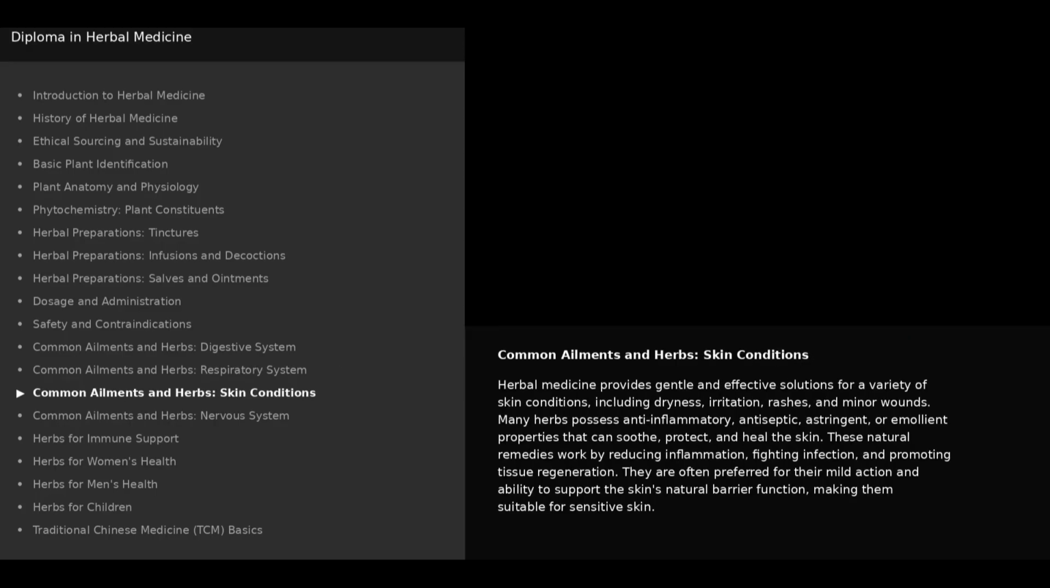Common ailments and herbs. Skin conditions. Herbal medicine provides gentle and effective solutions for a variety of skin conditions, including dryness, irritation, rashes, and minor wounds. Many herbs possess anti-inflammatory, antiseptic, astringent, or emollient properties that can soothe, protect, and heal the skin.